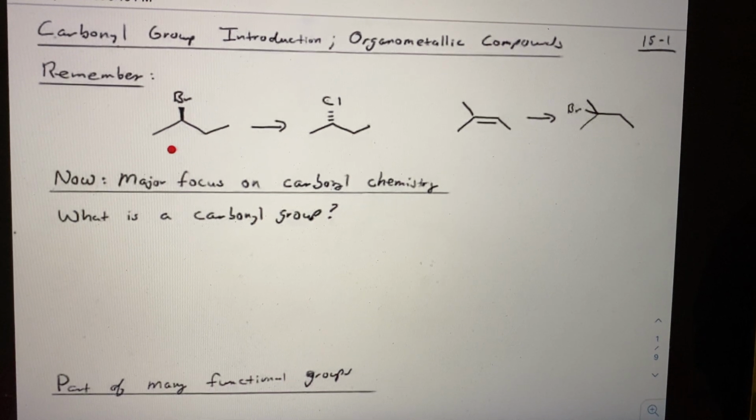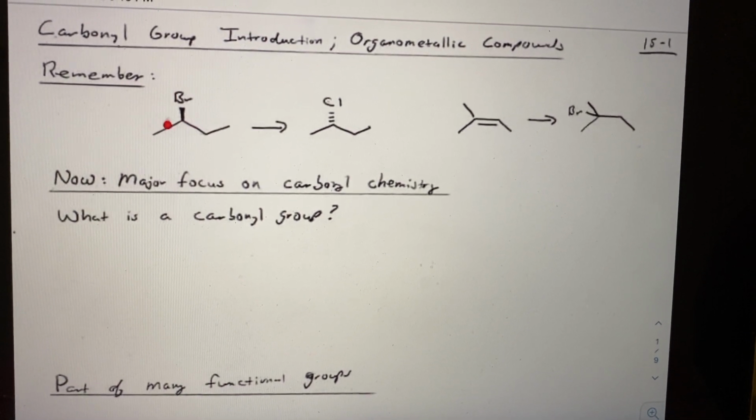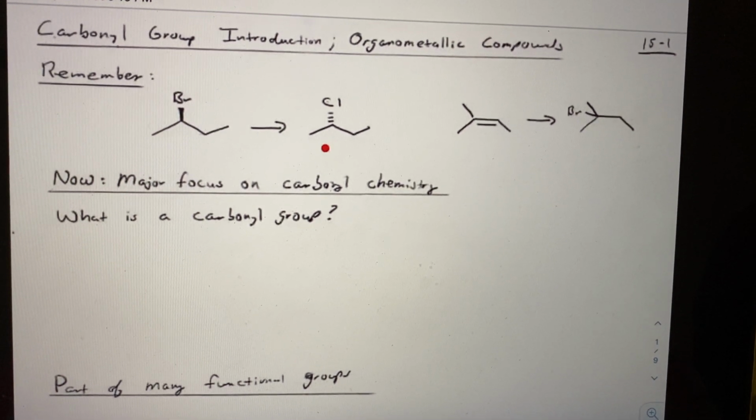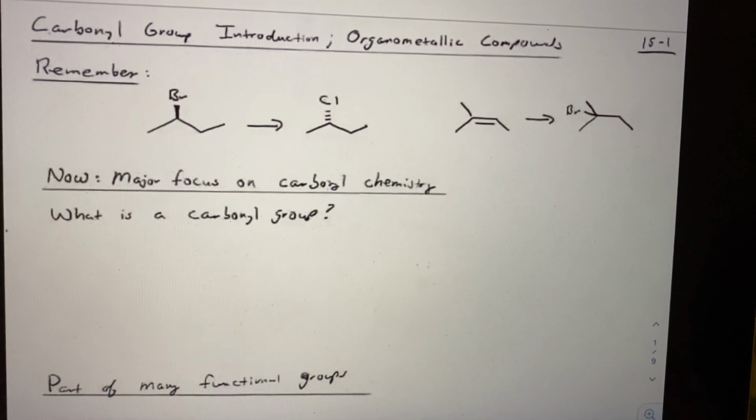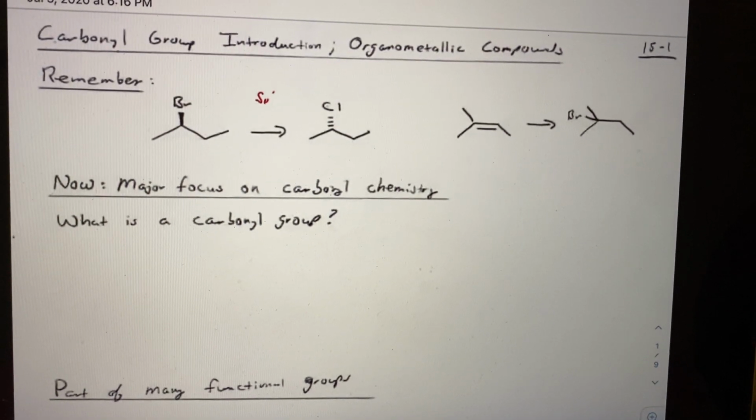here, we could carry out a substitution reaction. We could replace this bromide. I think we did chloride for bromide, but it's the opposite here. So bromide, we could replace this with a chloride, and we had an SN2 reaction. Let's just put that in there so we remember. So this was our substitution reaction.